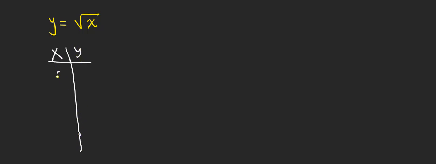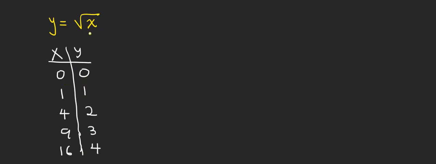And let's plug in 0. When x equals 0, what's the value of y? Is 0. What about 1? Square root of 1 is 1. Now 2 is not a nice number because you'll get an irrational number. What about 4? Square root of 4 is 2. And square root of 9 will be 3. Square root of 16 will be 4.